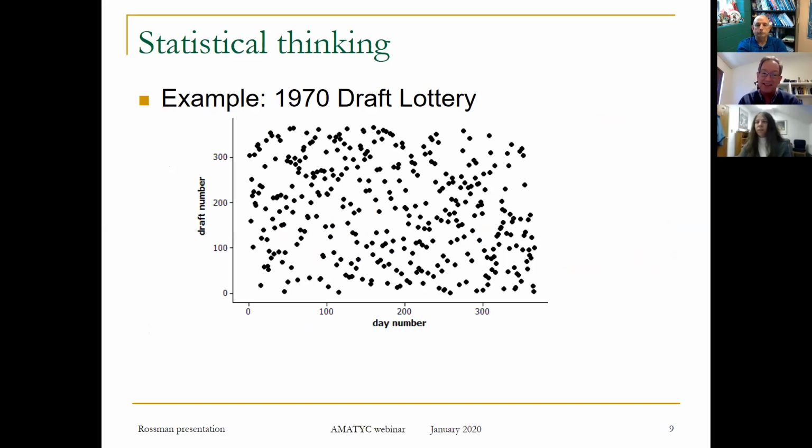Second example of statistical thinking, another one I use on day 1 of class in a statistical literacy class. Another one that's based on real data from the 1970s. This is probably an even more famous example. I suspect lots of you have seen these data before. It's the 1970 draft lottery.